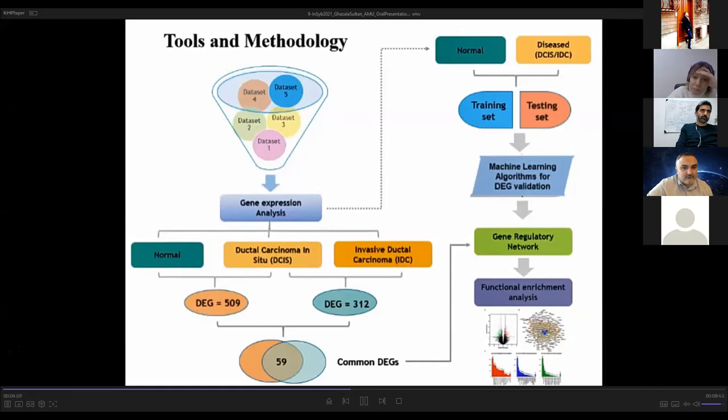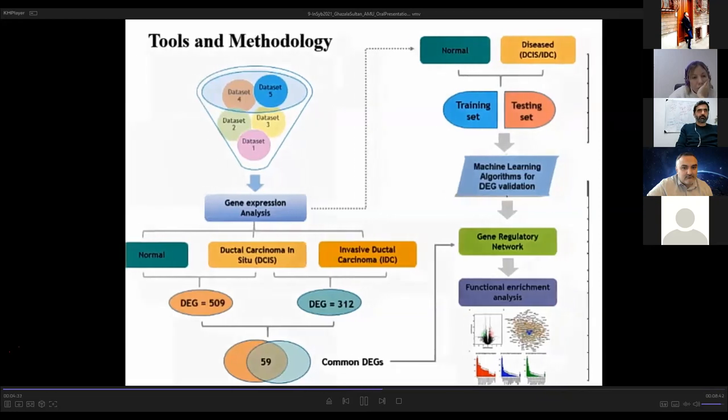Furthermore, we applied 7 different machine learning algorithms for DEG validation, because we had already identified the common DEGs. We had to cross-validate the DEGs that we identified from gene expression analysis, and the common genes which were found were taken for gene regulatory network analysis and functional enrichment analysis.